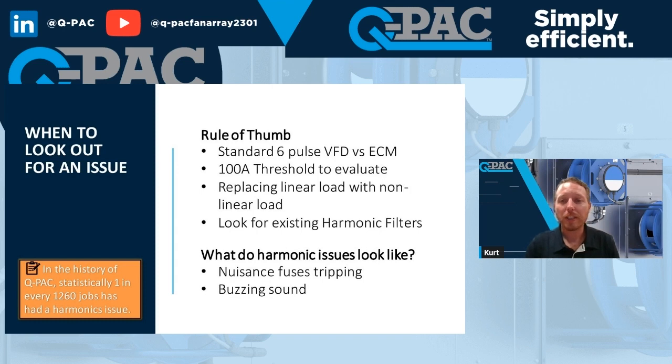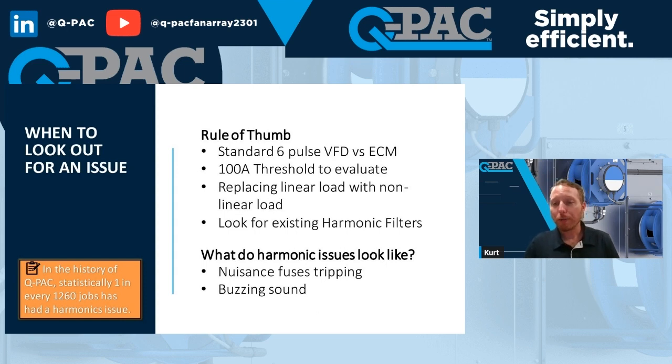One threshold to look out for is if the fan system is 100 amps or less, it's not even worth looking at. You're not going to have a harmonics issue. If it's 100 amps or more, sure, let's start to evaluate it. Definitely look out whenever you're replacing a linear load with a non-linear load. This means that if you have a system with 100 amps or more directly connected to an AC motor, meaning there's not a VFD involved, and you're replacing that system with an EC fan array, that might be a flag where you want to look into some harmonic mitigation, or at least be aware of it in case there are issues after the install.